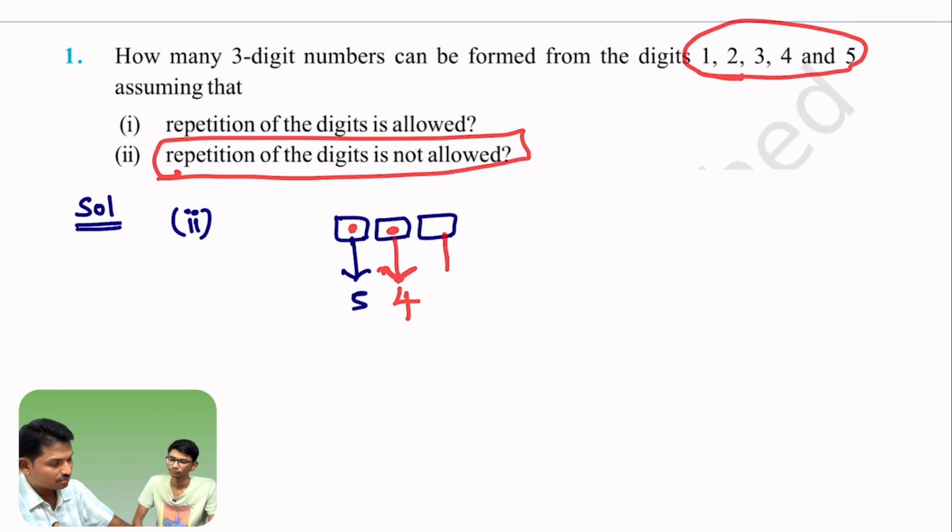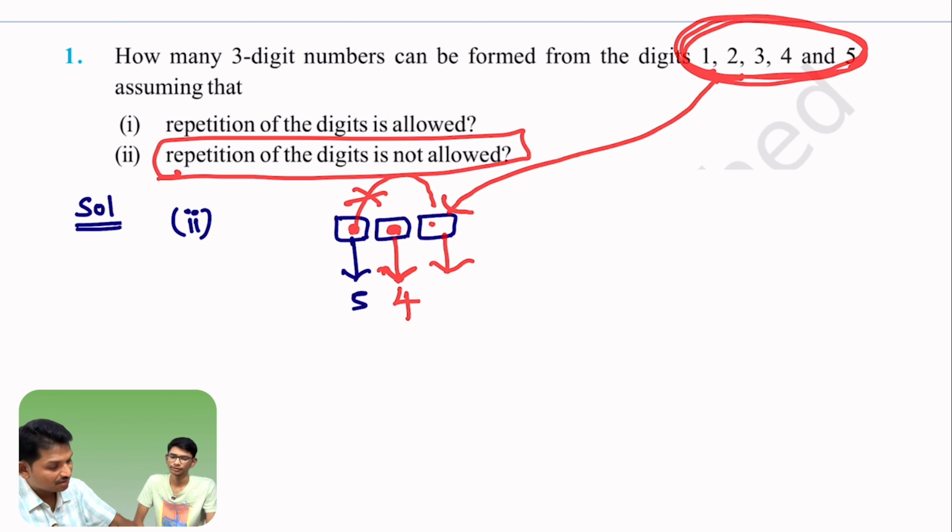Come to the third box. Third box can be filled in how many ways? 3 ways. Why 3 ways? We exclude the first 2 numbers. Whatever numbers we wrote here, other than those 2, because repetition of digits is not allowed. What number you wrote here, same number you cannot write here. That's why only 3 numbers are remaining here. So third box can be filled in how many ways? 3 ways.